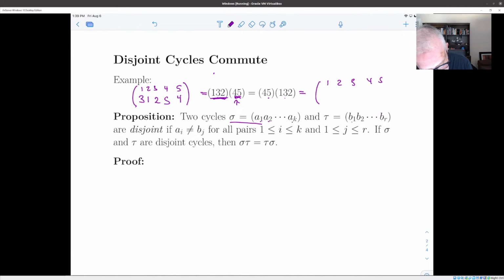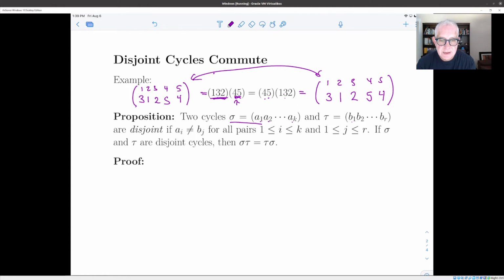If we compute it on this side, where they're in the other order, well, now the rightmost permutation is (1 3 2). So where does 1 go? It goes to 3, and then the second permutation doesn't affect that. 2 goes to 1, and then the (4 5) doesn't affect that. 3 goes to 2, but then the (4 5) doesn't affect that. Now the first permutation doesn't move 4, but the second one sends it to 5. And the first permutation doesn't move 5, but the second one sends it to 4. And if you compare these two things, you see that they're equal to one another. So disjoint cycles can be rearranged into any order.